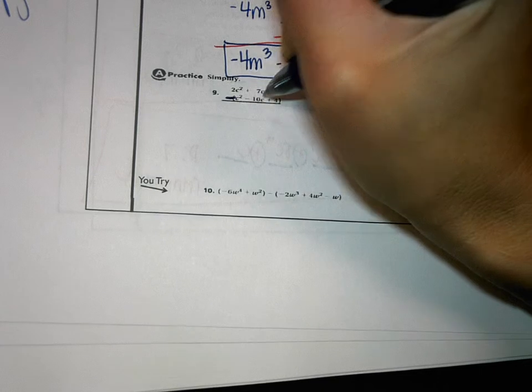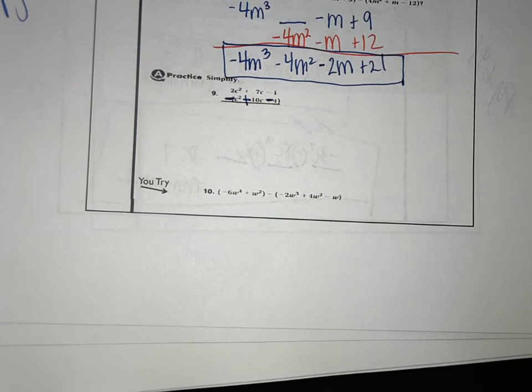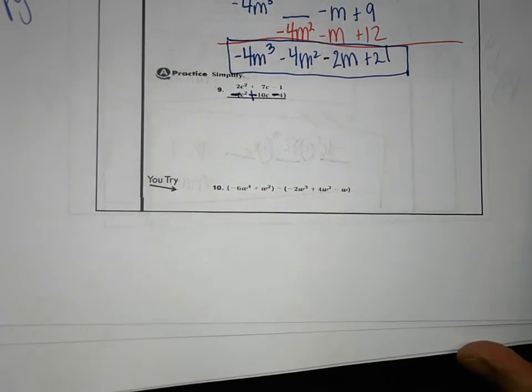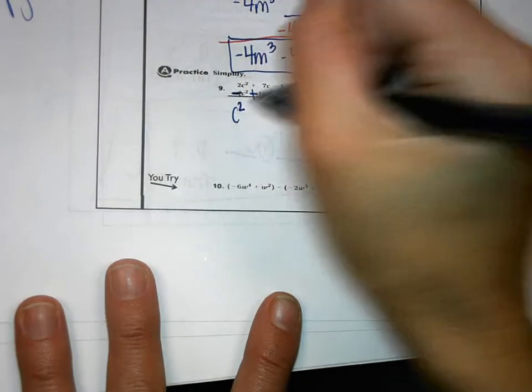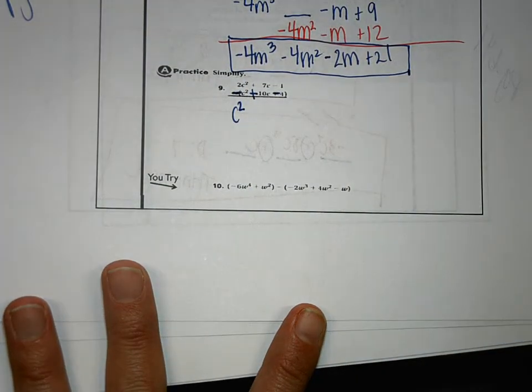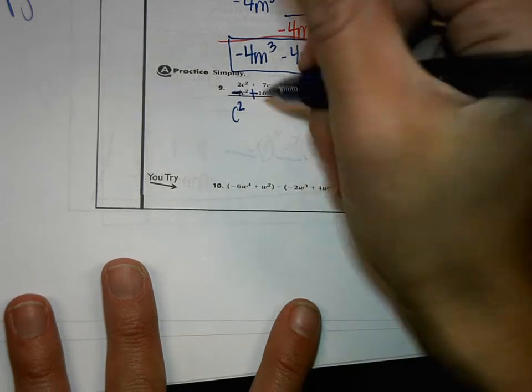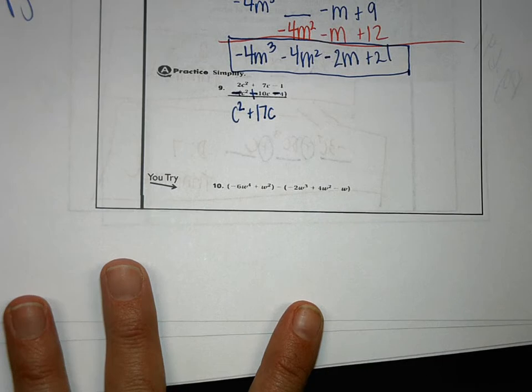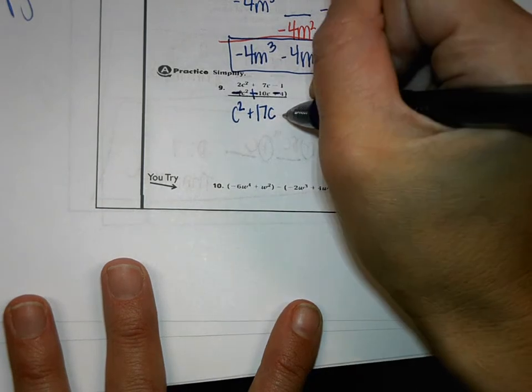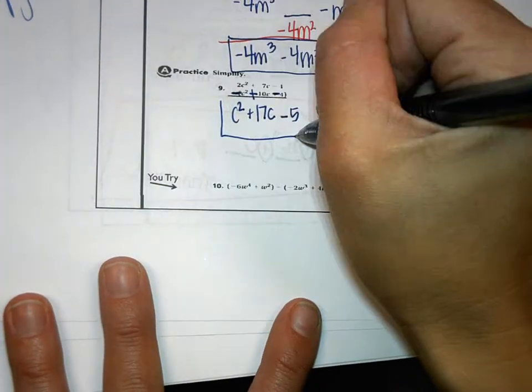If you distribute it, you know that c squared will be minus, this minus 10c will end up making a positive, and then the 4 will become a negative. And then you can add down. So 2c squared minus 1c squared makes, good, and you can write a 1c squared or just c squared. 7 and 10 make, good, 17c, and then negative 1 and negative 4 make negative 5. And that is our answer.